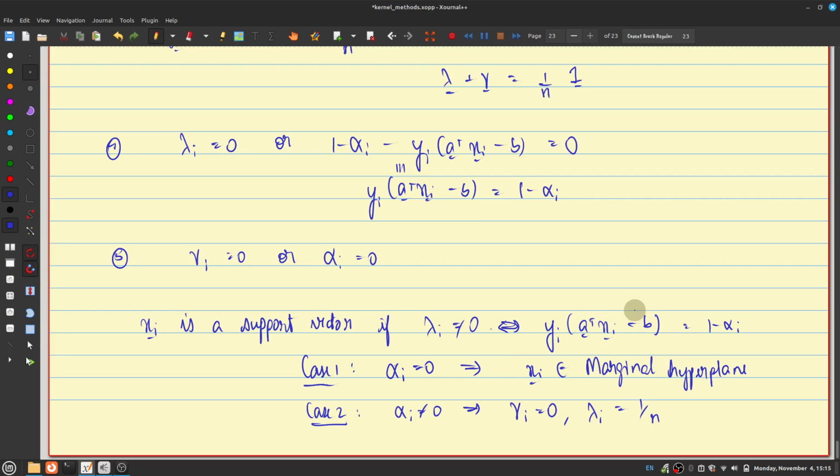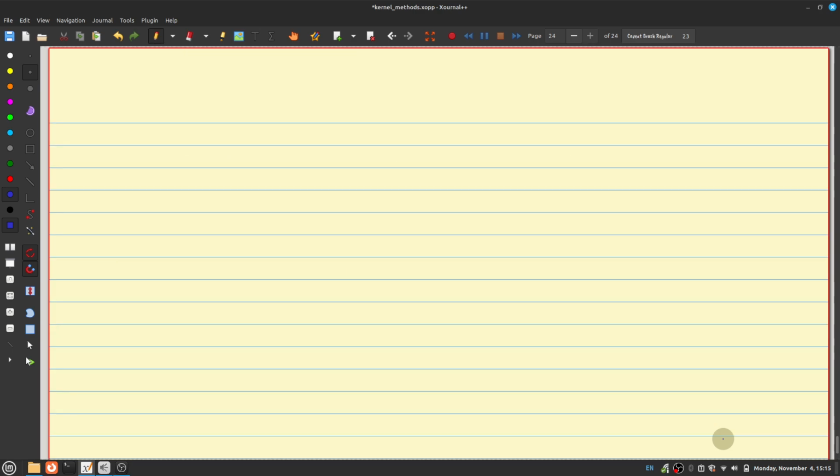In these two cases we say that, yeah, this lies on the marginal hyperplane, and in this case we say that the point is an outlier. Right? So this is the scenario where it does not lie on the marginal hyperplane. So pictorially it looks something like this.